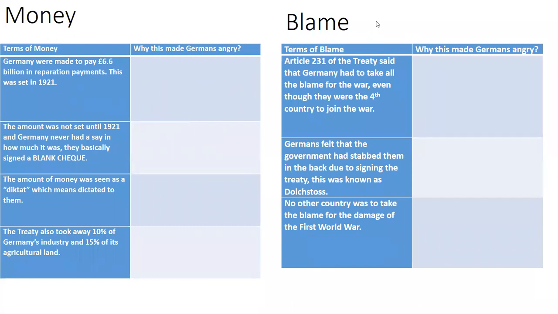Money and blame. Now, if you were to get a question like this in the exam, my advice would be do these together. The reason I say do them together is because they link very, very well. Okay, so Germany were told to pay 6.6 billion in reparation payments. This was set in 1921. I mean, 6.6 billion straight away.